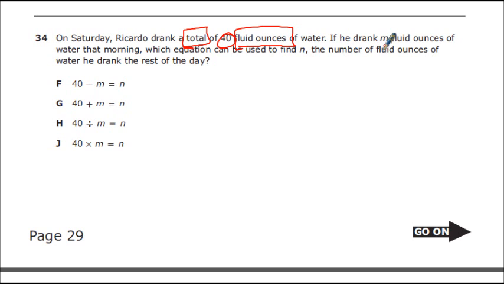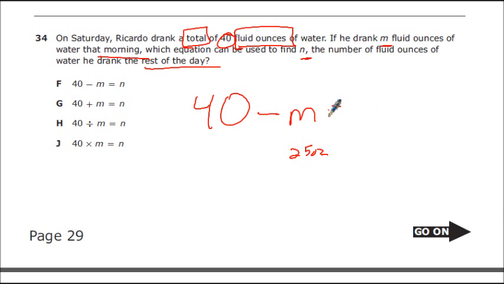And m represents morning, and I want to find n, what he drank for the rest of the day. So I would start with my 40. I would need to subtract my morning, because let's just say it was 25 ounces. And that is going to give me n, which is the rest of the day. And in this case, it would be 15 ounces.